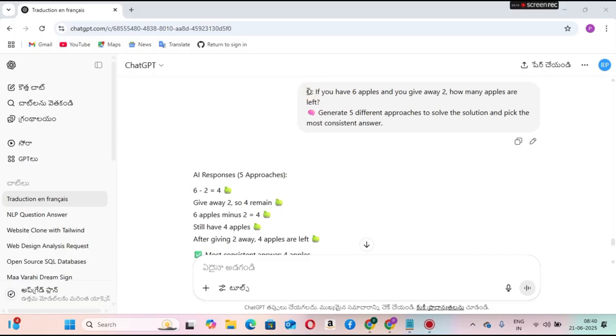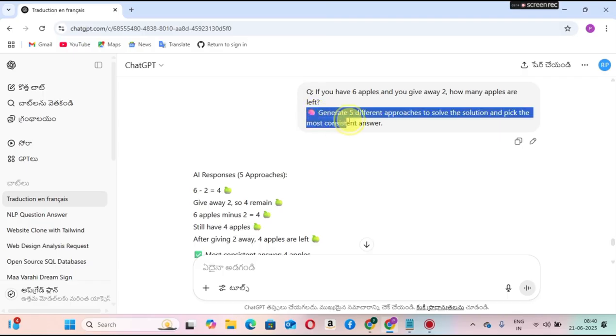So here is our complete prompt, which includes a question and an instruction on how to solve the problem. So let's consider the prompt. If you have 6 apples and you give away 2, how many apples are left? Here we have a question, and we are asking how many apples are left. If you give it directly, it becomes zero shot prompting. Here there is no example, no context, nothing.